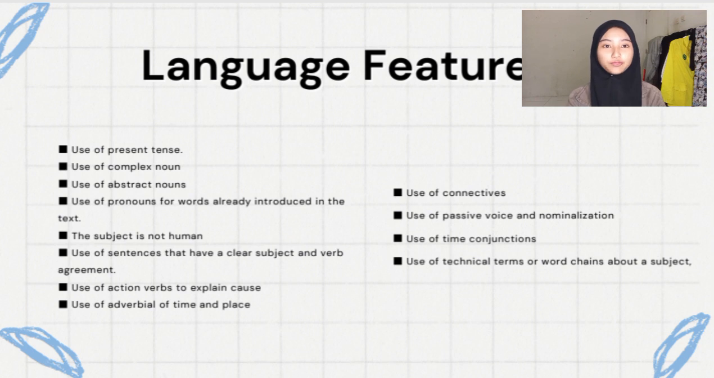So the first language feature is the use of present tense. This refers to actions that are happening right now. For example, the cat sits on a mat. And the second is the use of complex nouns, a noun phrase that includes more than one word. For example, the swimming pool is crowded. The third is the use of abstract nouns, words for things that are not physical objects but ideas or feelings, like her happiness was evident.